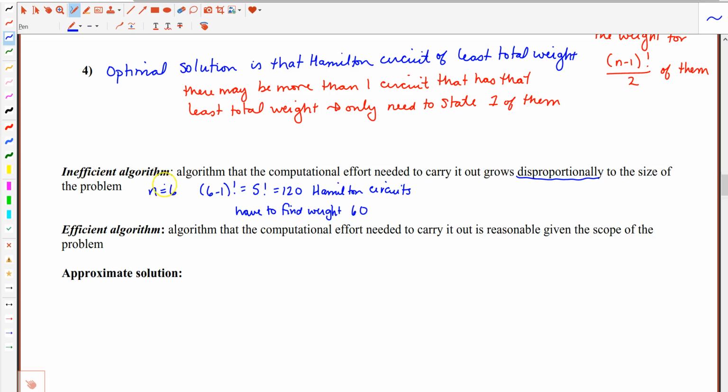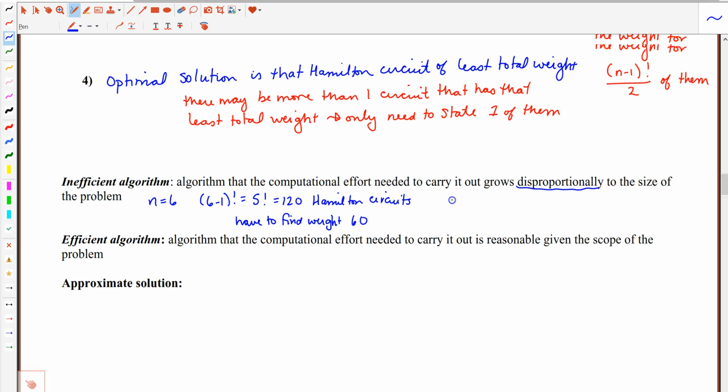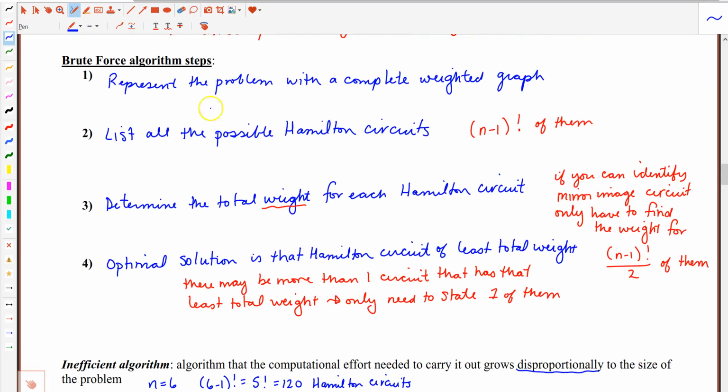So at that point in time, when we have more and more vertices, we maybe need to find other ways to solve it. That's where we're going to start talking about efficient algorithms, ones where solving it would be reasonable given the scope of the problem. But we're also going to talk about the fact that these types of algorithms produce what is known as an approximate solution. So if you want to know the optimal solution, the very best route with the least total weight to solve a traveling salesman problem, we're going to have to use this brute force algorithm running through these steps.